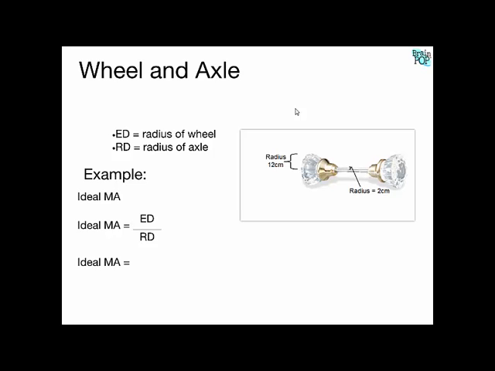Finally, wheel and axle. A wheel and axle is another type of simple machine. A wheel and axle has a rotating wheel mounted to a thin axle. Okay? And a wheel and axle is used to multiply your force. To find the mechanical advantage, we measure the radius of the wheel part, the larger part, and we measure the radius of the narrow axle in the middle.